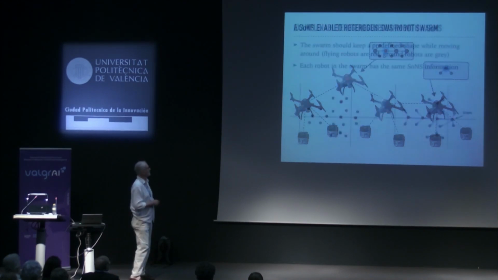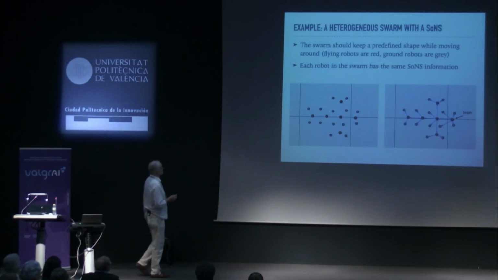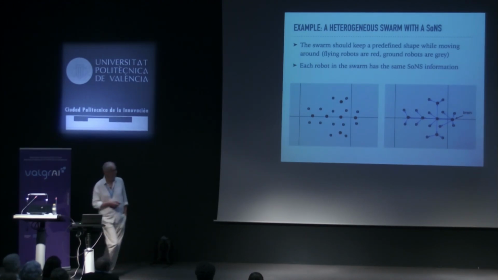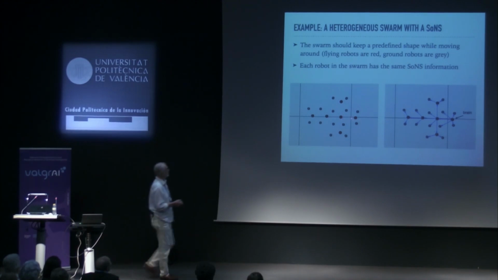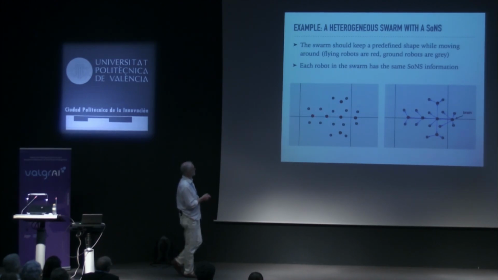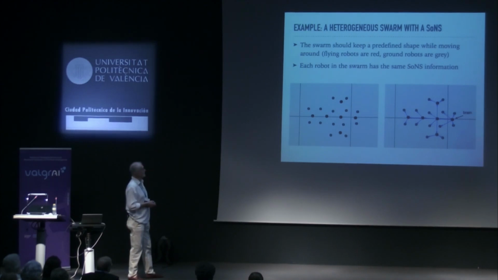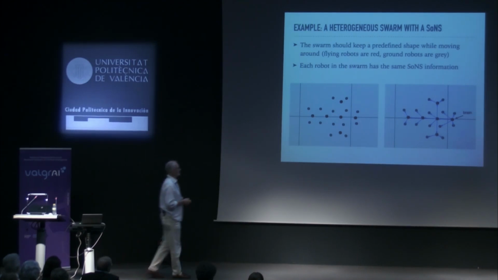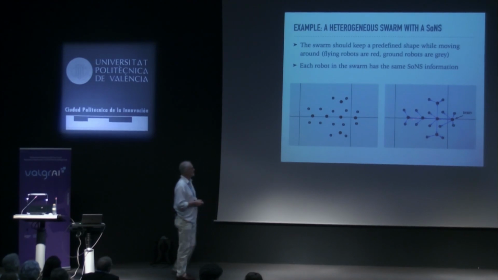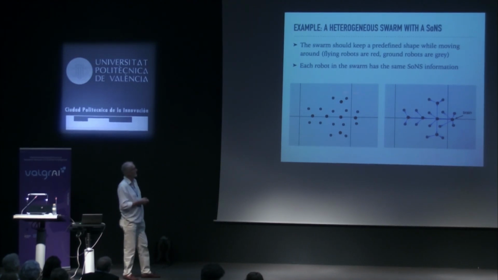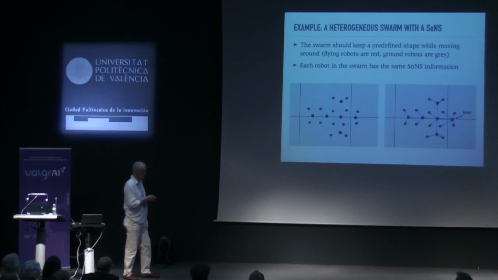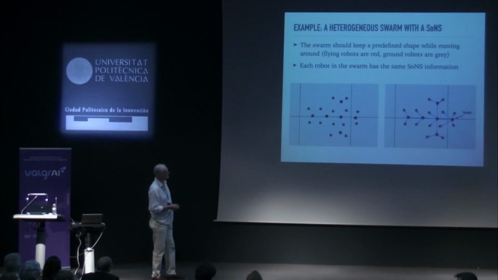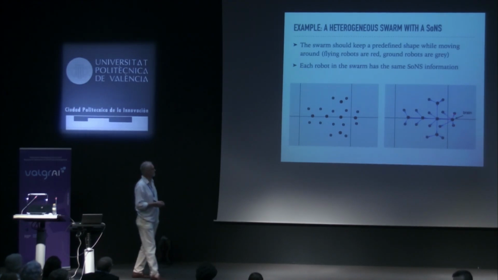Okay, so let me give an example. So here we have, again, flying robots and ground robots. The flying robots are the red dots, and the gray ones are the ground robots. As I said, all the robots have the same information. And the goal for the swarm is to organize into this shape. So this is the shape, and this is the logical structure of the hierarchy that is going to be created.